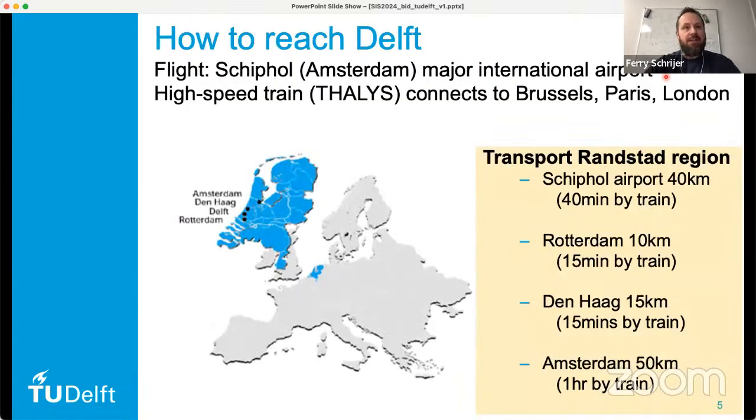So Delft, you can see here a picture of the Netherlands. It's a very, very small country. We are located close by in a region called the Randstad, which is where all the large cities of the Netherlands are. We're just adjacent to Rotterdam and Den Haag, that's where our parliament is present, and Amsterdam is only 50 kilometers away.